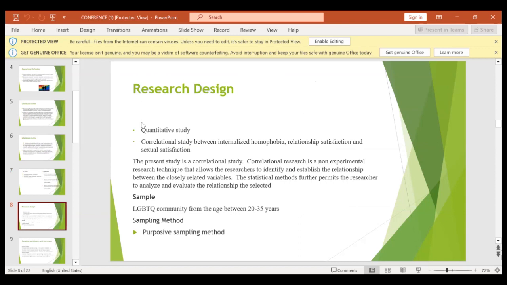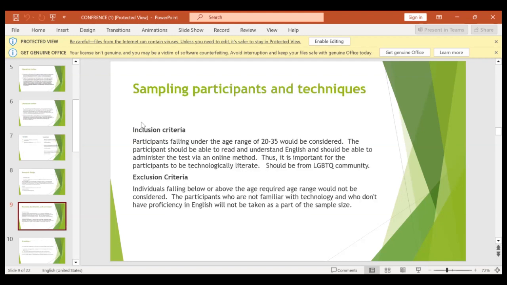Research design. It is a quantitative research and correlational study between internalized homophobia, relationship satisfaction, and sexual satisfaction. It uses a purposive sampling method with ages from 20 years to 35 years. Inclusion criteria are: age 20 to 35 years, LGBT community, and should know English and know how to use Google Forms. And the exclusion criteria were the opposite of the inclusion criteria.